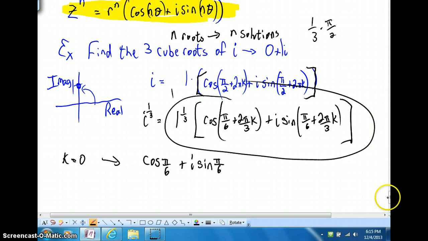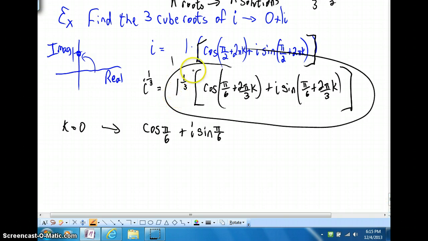It's wonderful when our radius out in front happens to be a 1. If it would have been something different, like 1 to the whatever fractional power, you might even get a radical out in front. We'd have to just distribute that to the cosine and the sine. By the way, we know that the cosine of pi over 6 is going to be radical 3 over 2, and the sine of pi over 6 is 1/2. So we could even say I times 1/2, or I over 2 more simply.